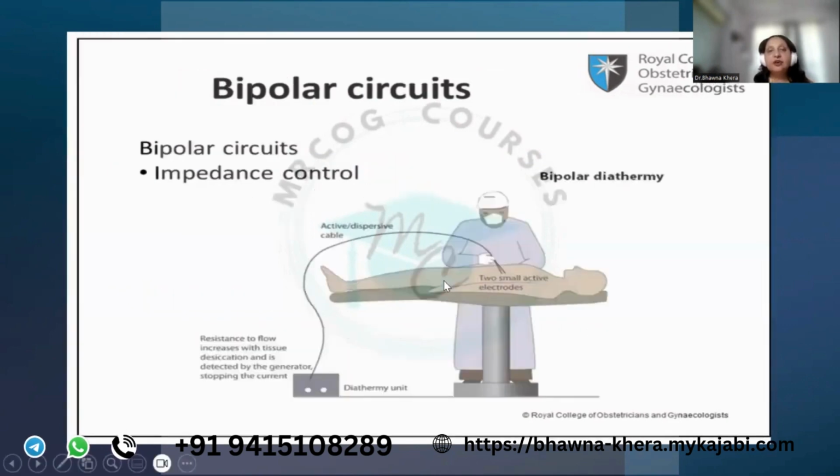The other safer options are the bipolar circuits. In bipolar circuits, the current is between the two active electrodes. So the current goes through one electrode, through the tissue, to the second electrode, and comes back. So it becomes more safe. But the problem here is that it's a slow process. When you hold the tissue between the two, it slowly damages it, right?